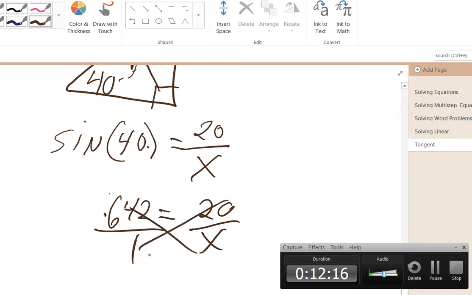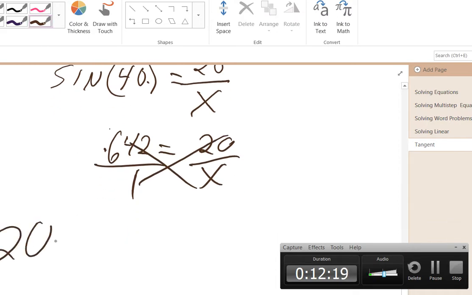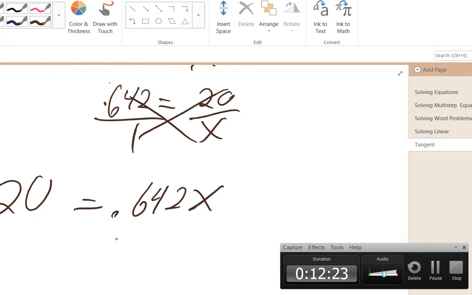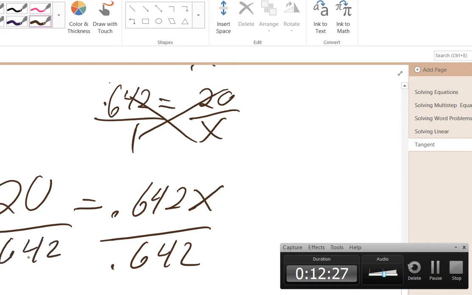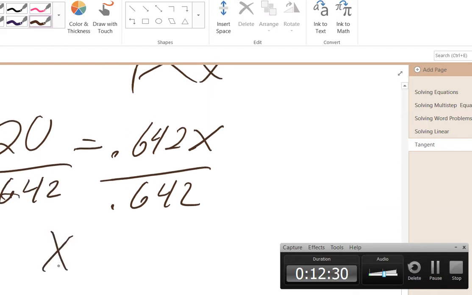All right. Now we can cross multiply. 20 is equal to 0.642x. And then we divide. Let's see, 20 divided by 0.642. What does that turn out to be?